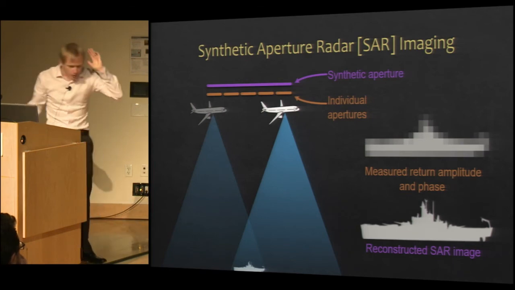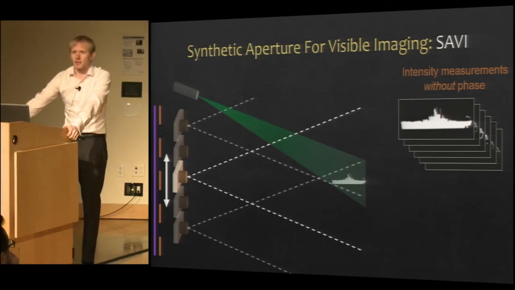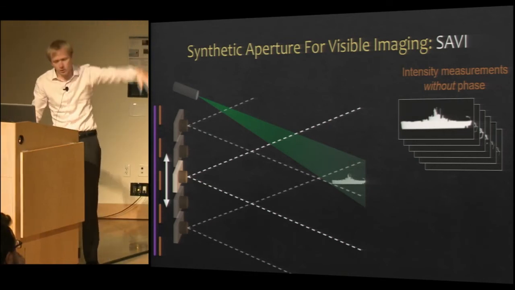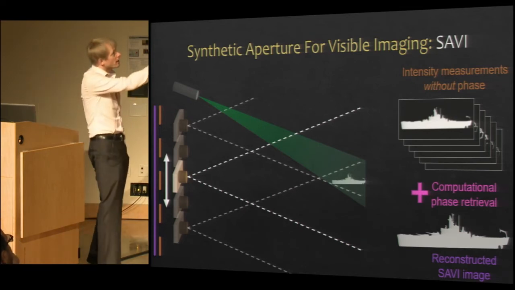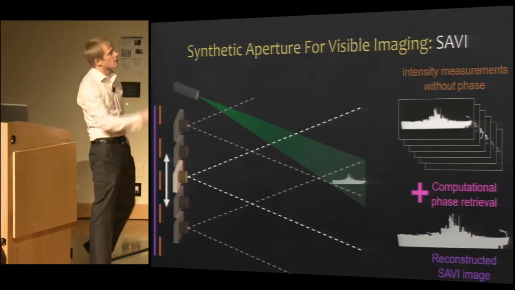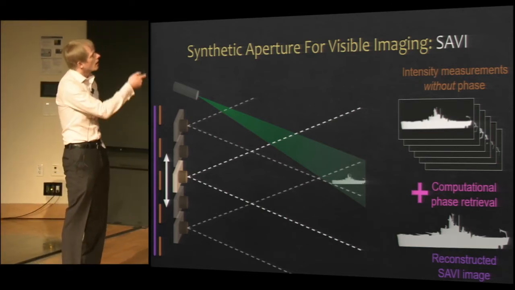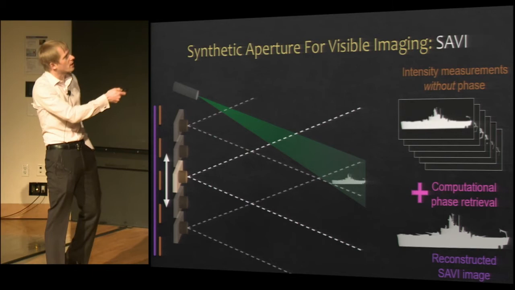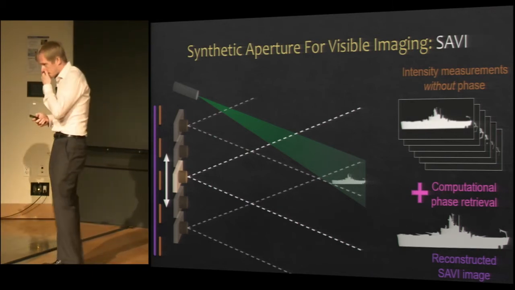Now, we're going to do basically the same thing for visible imaging. I'm going to take a camera and a coherent source, illuminate my scene, and then move my camera up and down to get individual measurements. These are intensity measurements without phase, and that'll become important in a second. Then recover the phase computationally to get a high-resolution image.